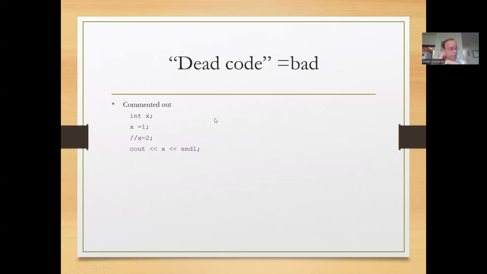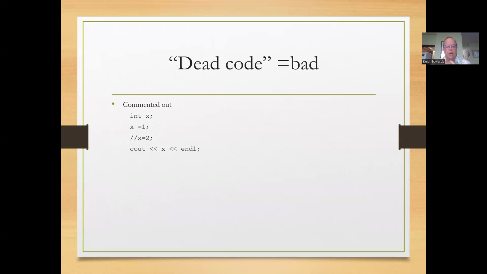The other thing that you want to do, and this is from a programmer friendliness standpoint, not a user friendliness standpoint, is that dead code is bad. So here we start out with X and we set X equal to 1. Previously, we had set X equal to 2, and that was incorrect, but we left that code in.